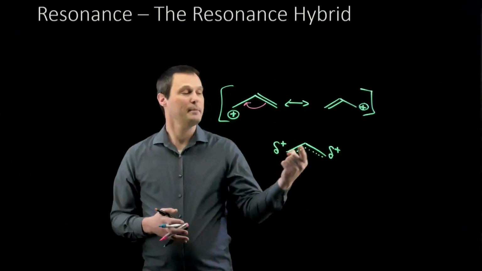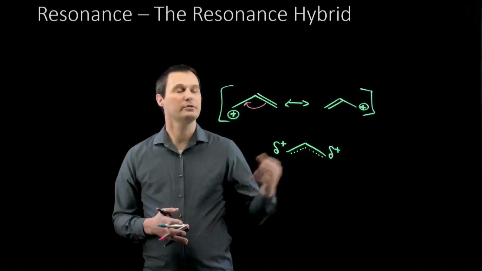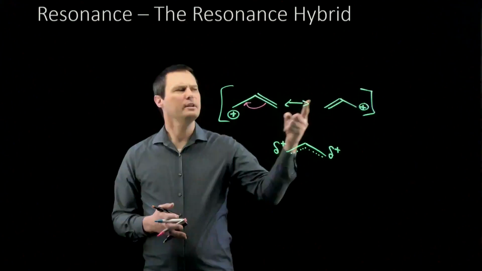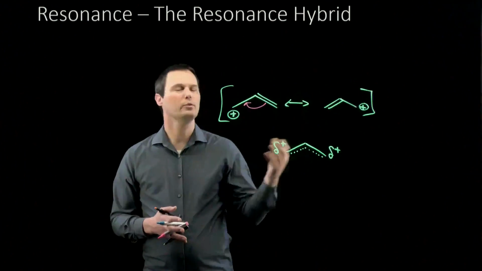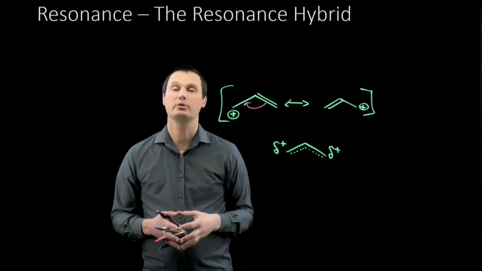It shows the partial pi bond between the 2 bonds, and it shows the partial positive charge between carbons 1 and 3. Notice we didn't draw any resonance contributors that put a positive charge on carbon number 2, so carbon number 2 remains neutral in our resonance hybrid. There's no partial charge on carbon number 2.